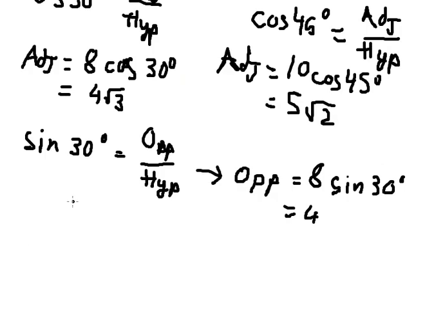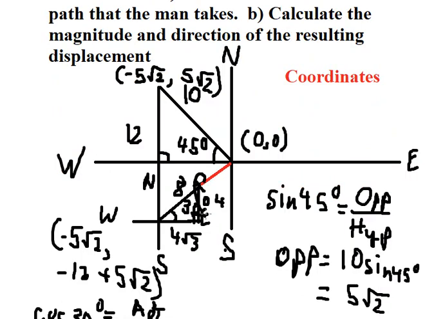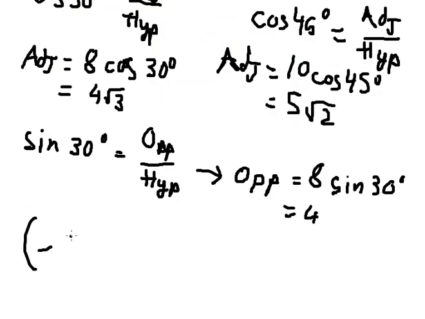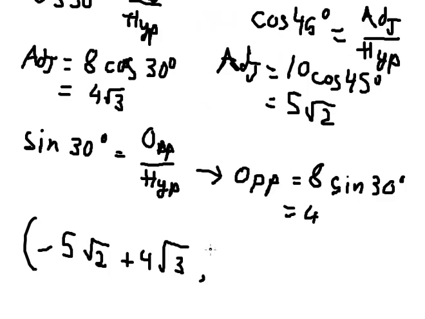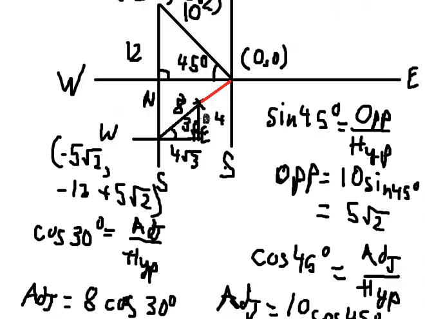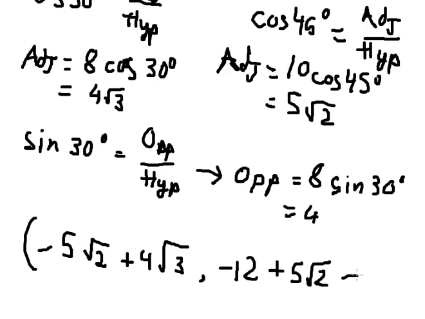So this one, the last point, the final point in here, should be negative 5 square root of 2 plus 4 square root of 3. And then we need to have negative 12 plus 5 square root of 2. So this one they go up 4 units. So we need to add 4 in here.